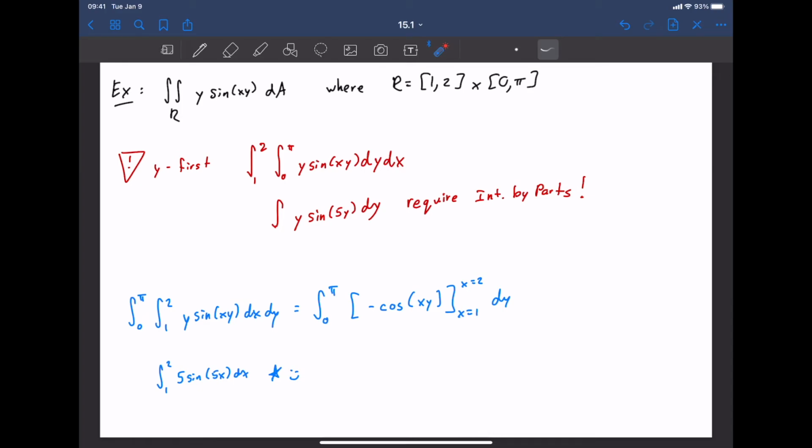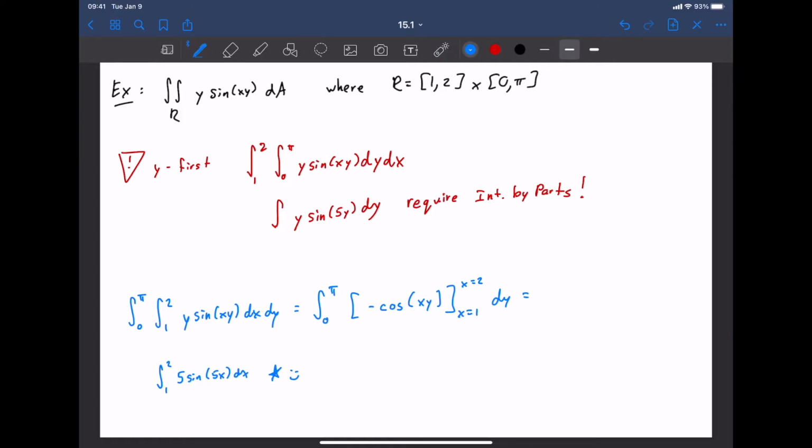I don't want to lose anyone here. Again, use u substitution, use reverse chain rule, however you're thinking about it. The derivative of this, double check, derivative of negative cosine would be sine. Keep the inside the same. The derivative of the inside with respect to x is that y. That's why that y kind of hooks off.